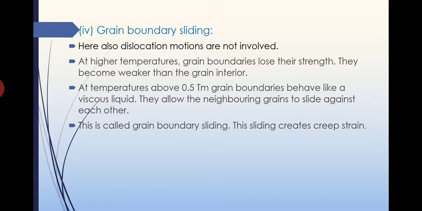The final mechanism is grain boundary sliding. Here also dislocation motions are not involved. There is no dislocation motion. The first two only depend on dislocation motion. The other two do not depend on dislocation motion.